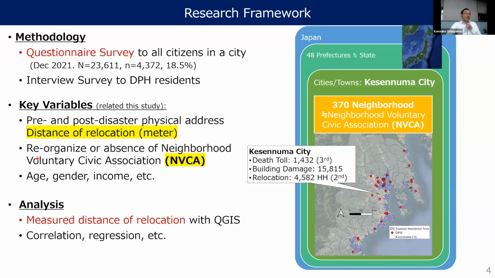Another key variable is the neighborhood voluntary civic association. This is the boundary of the smallest unit in Japan, so we call this a neighborhood. I used QGIS to measure the distance of relocation.